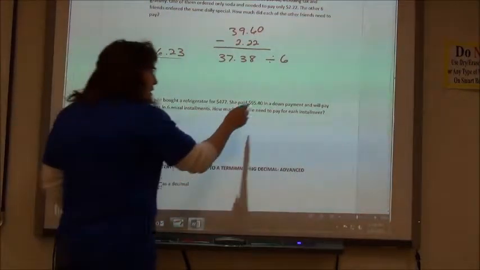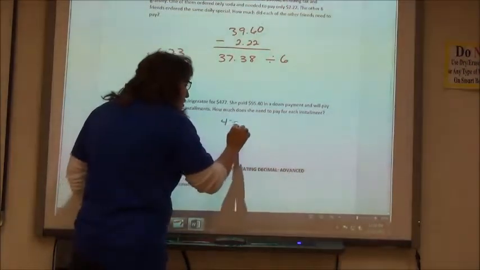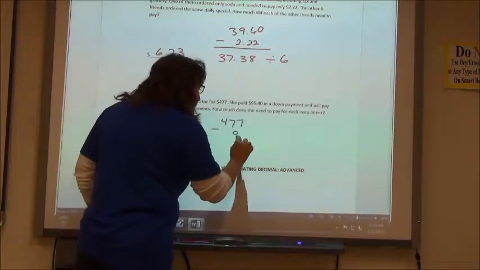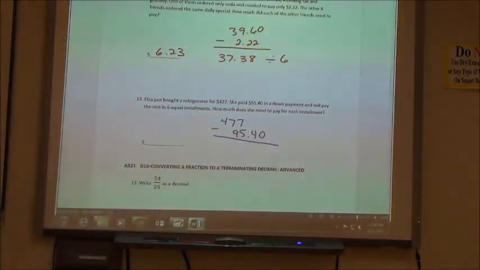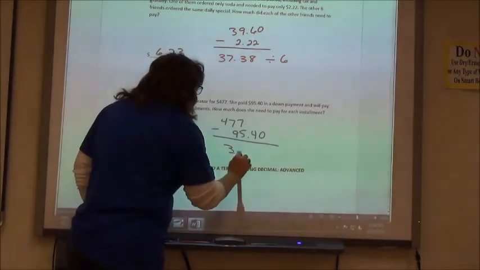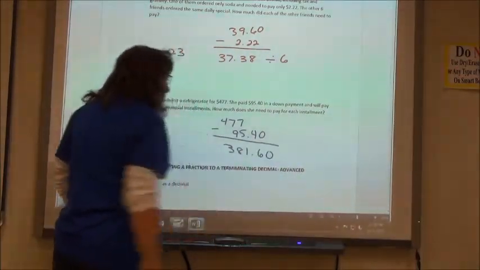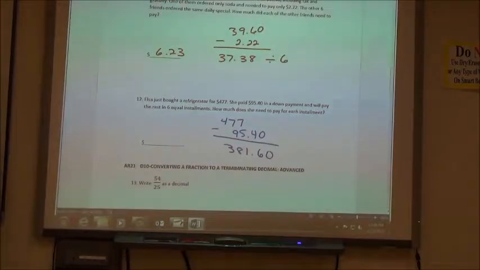I'm going to subtract off the $95.40 that she had to pay right away for her down payment, right? So $477 minus the $95.40 is $381.60. So she still has $381.60 to pay. She's going to pay that off in 6 equal installments. We want to know how much she's going to pay each time.